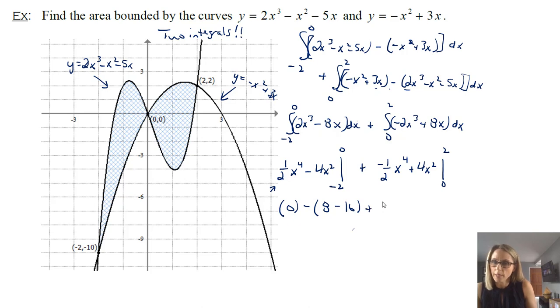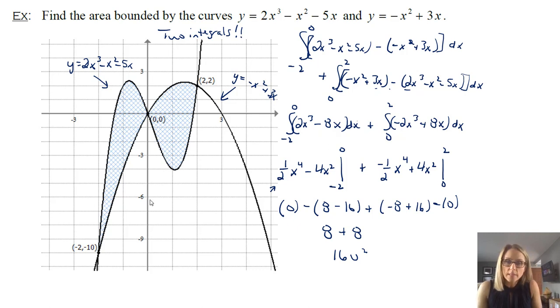And then here, now we're going to add what happens when we put in 2. So 2 to the 4th is 16 times negative 1/2 is negative 8. And then plus what happens when we put in 2, and we're going to get 16 there. So notice again that pattern. And then we just subtract what happens when we put in 0, but we get 0. So notice we're going to get an 8 plus, and then over here another 8. So that gives us 16 units squared.